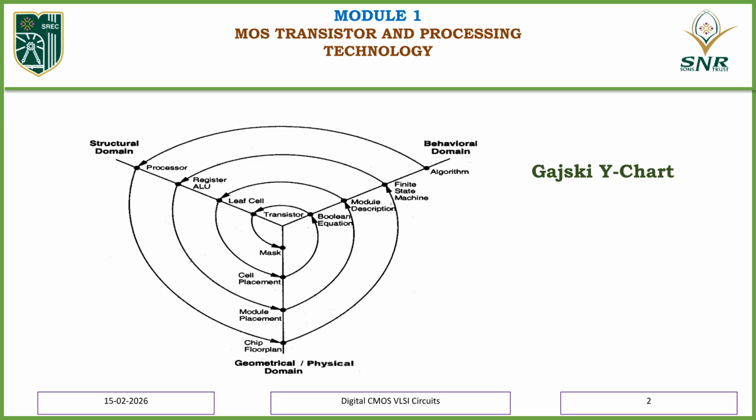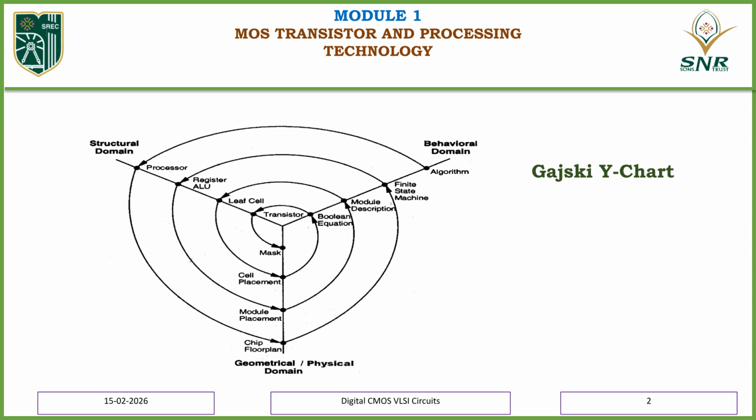In this slide, we see the complete representation of the Gajski Y-Chart. The diagram is divided into three major domains: the structural domain on the left, the behavioral domain on the right, and the geometrical or physical domain at the bottom. These three domains represent three different perspectives of VLSI system design.